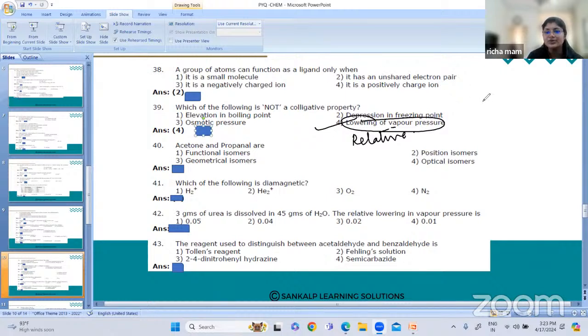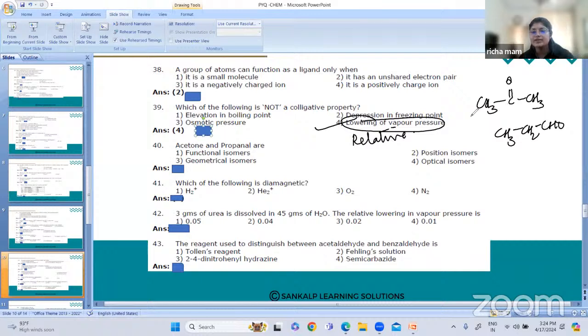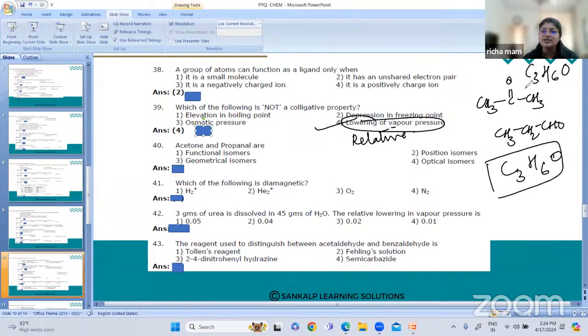Acetone and propanol are. So what are acetone and propanol? This is acetone and this is your propanol. You can see 3 carbons, 6 hydrogens and 1 oxygen. Here also 3 carbons, 6 hydrogens and 1 oxygen. So they have the same molecular formula, but the functional groups are different. So option number 1. Yes, Mehak and Vamshi Krishna have answered correctly. Very good.